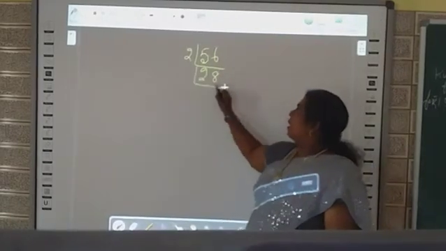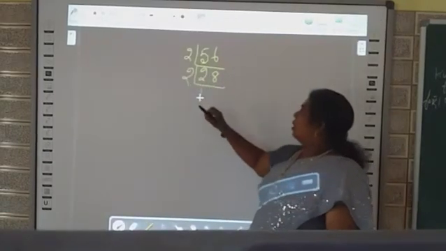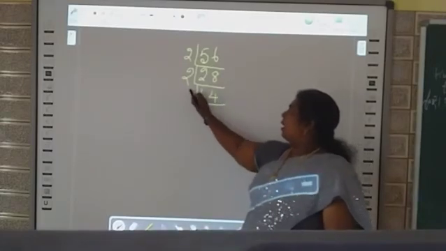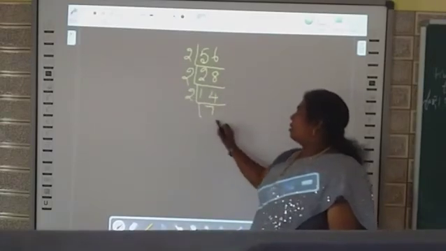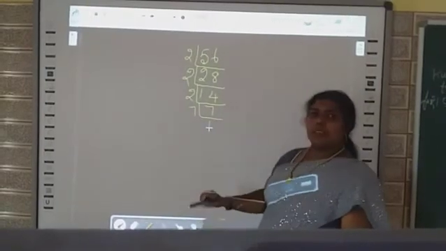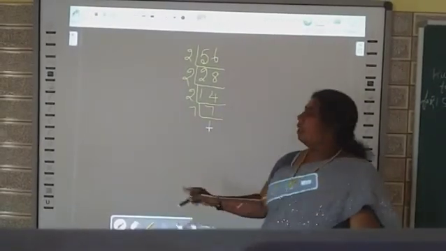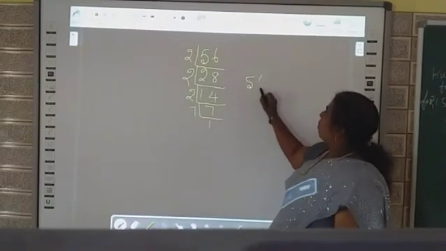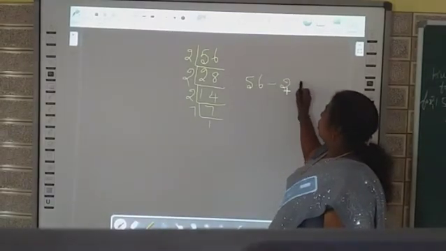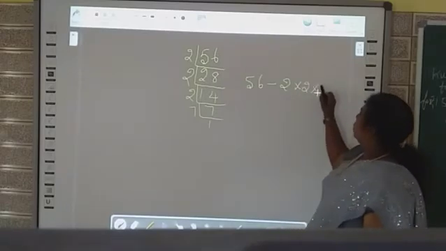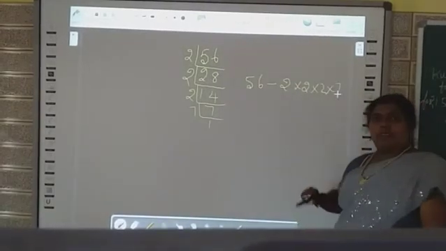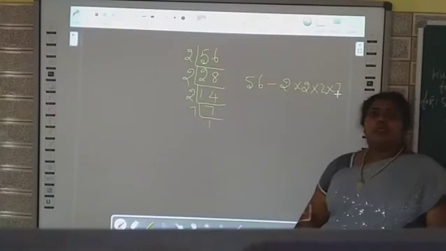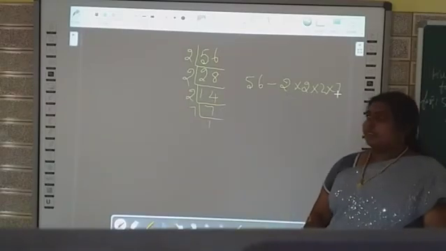Then again second table, 2 twos are 4, then 7 twos are 14. Then second table 7 times. So seventh table 1 time. 7 is also a prime number, isn't it? Yes. So now the factors of 56 are 2 into 2 into 2 into 7. Do you understand? Yes. Factors are 2 into 2 into 2 into 7. Right? Yes.